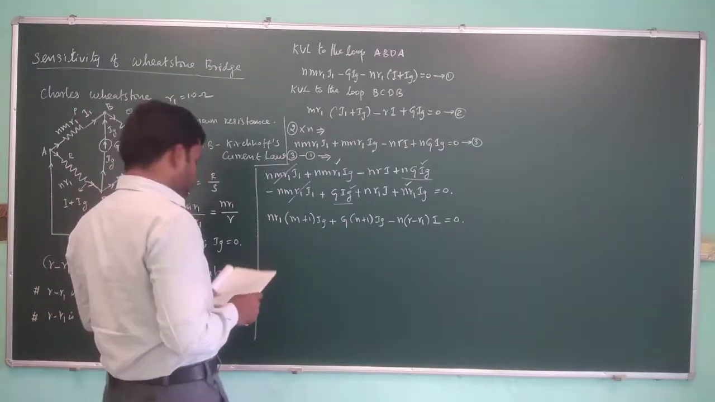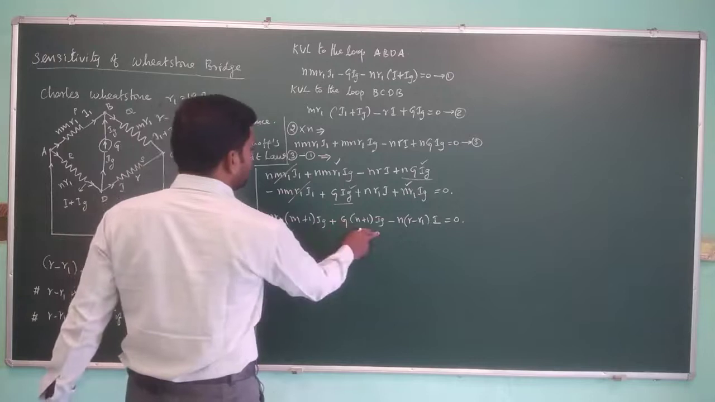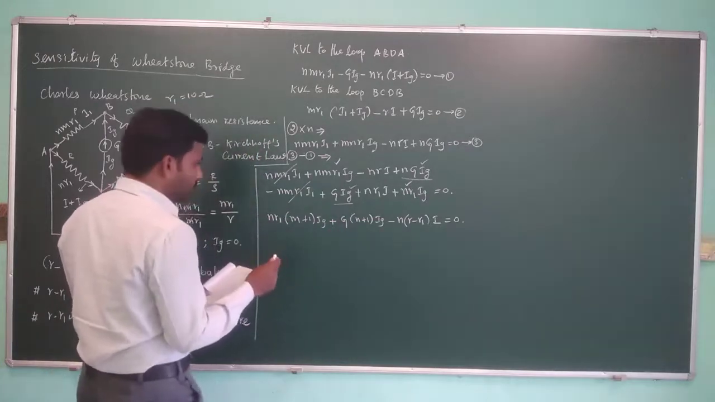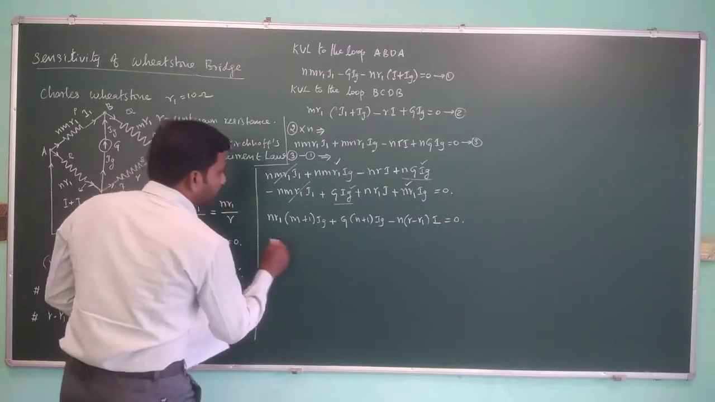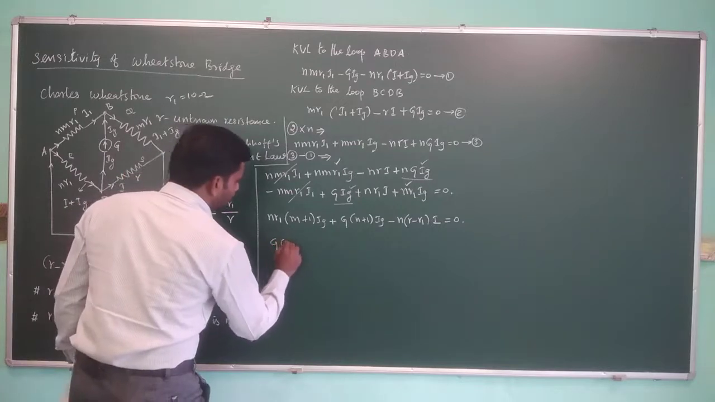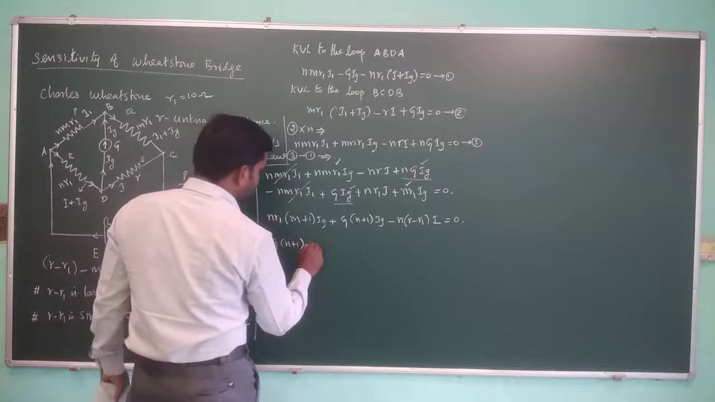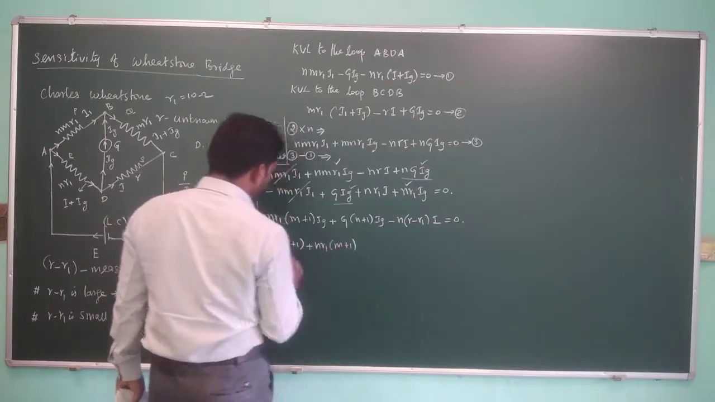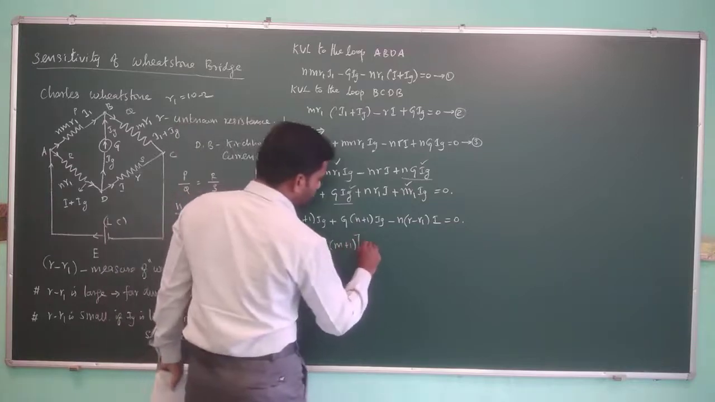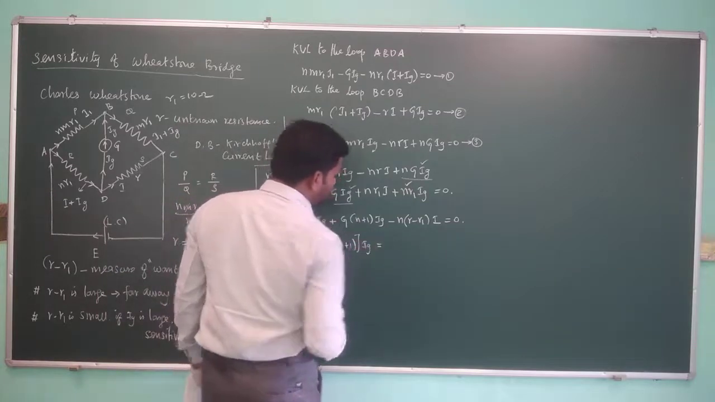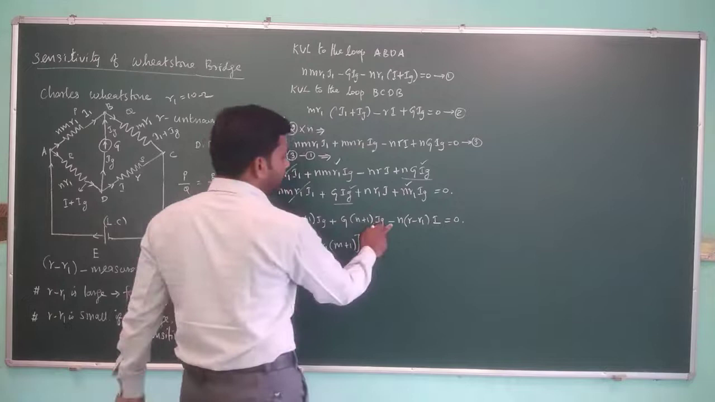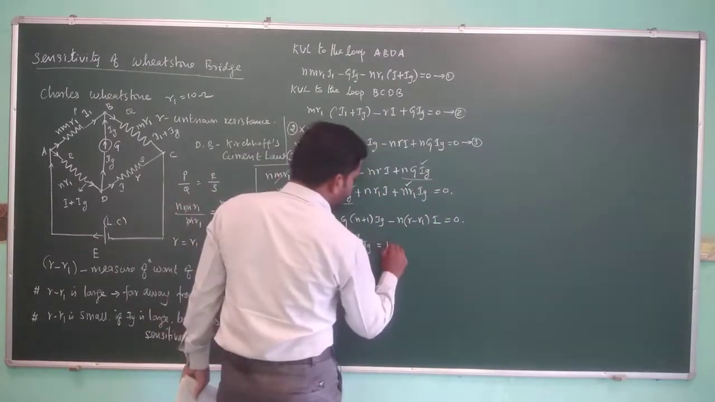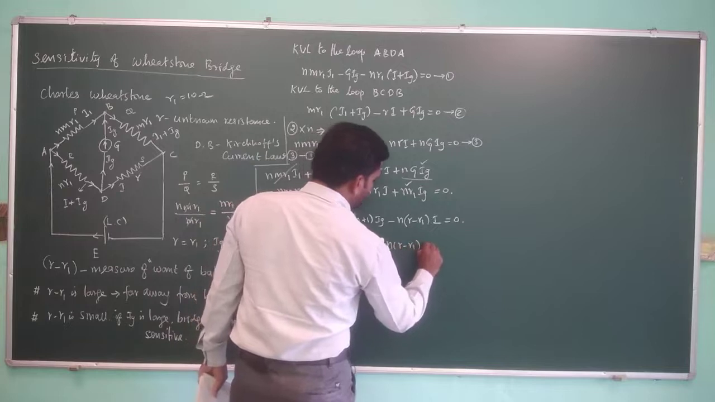And now we can take Ig common in this, right? In both of these Ig is common, so we can write this as G(n plus 1) plus n r1 (m plus 1), multiplied by Ig, which is equal to, so this is minus, right? So this we can take to the right hand side, it becomes n times (r minus r1) I.